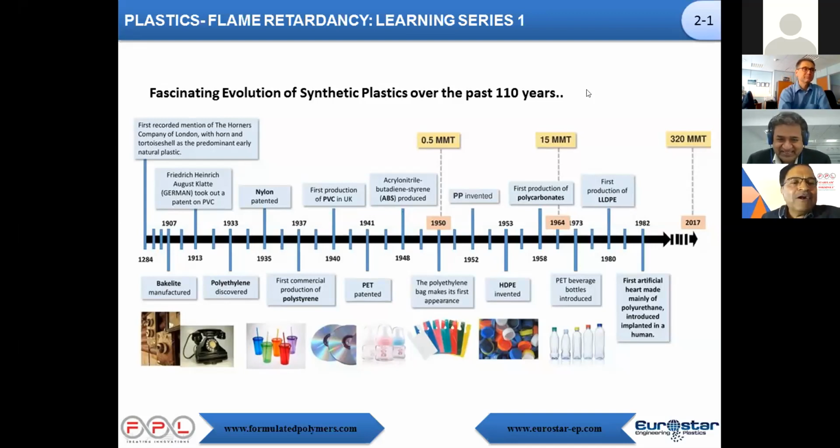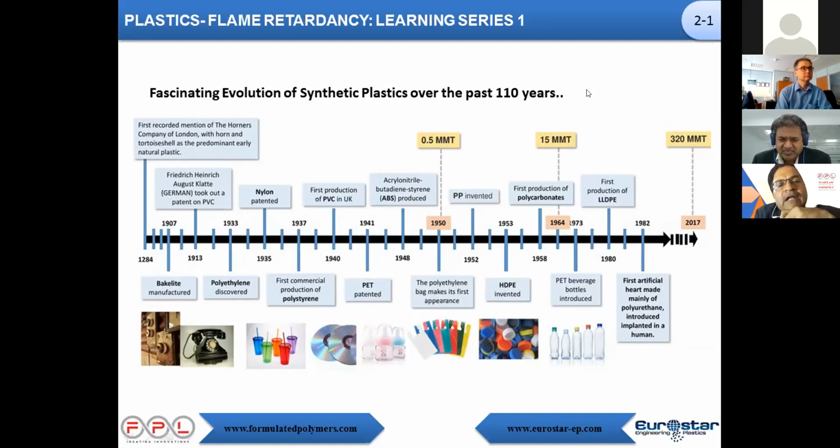Thereafter PVC was invented in 1913, and of course nylon was invented in 1935. Carothers in the US invented polyamide. And of course, the Second World War was a turning point, and after that a few more polymers were invented, like ABS in 1948 and polypropylene in 1952. Polycarbonate was invented as late as 1958, etc.